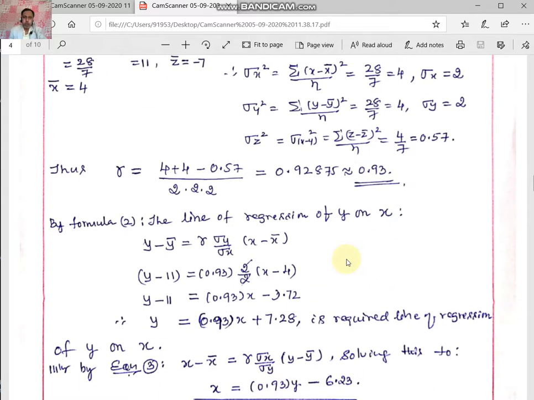Now, lines of regression. One of the definitions is y minus y bar is equal to r into sigma y by sigma x, into x minus x bar. We know what x bar is, we know what y bar is, we also know the r value, sigma x and sigma y. Substitute them and simplify. It becomes y equals 0.93x plus 7.28. This is called the regression line of y on x. Here x is independent, y is dependent. That is why this is the regression line of y on x.